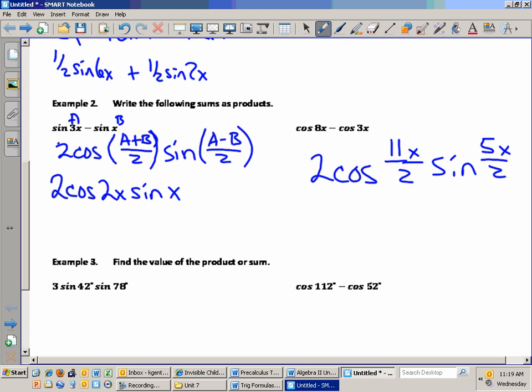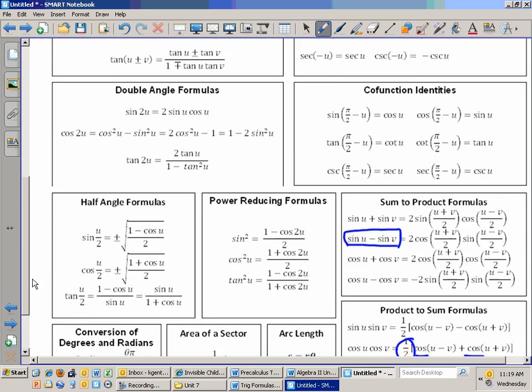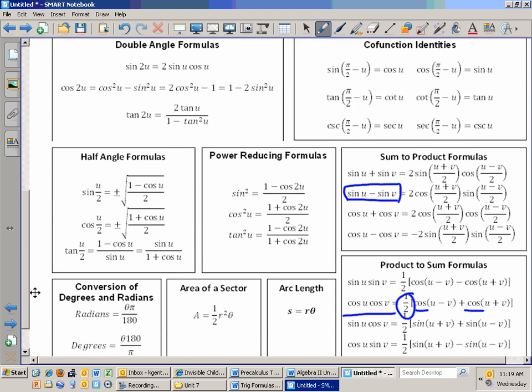Is it supposed to be negative? And then sine and cosine? Sine and sine? So if we look at our formula, if you got a cosine minus a cosine, it looks like, yep, they're both sine. It's a negative out front. So that's going to be the trick, is grabbing the correct formula.